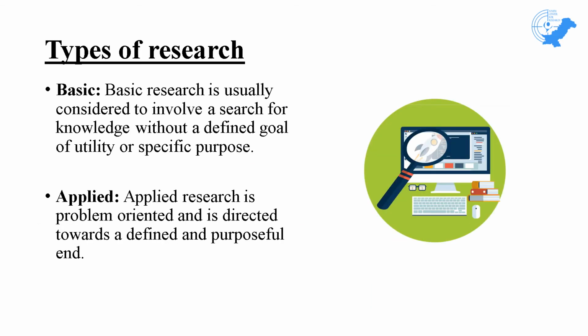Now moving towards the types of research, there are four basic types. The first one is known as basic. Basic research is usually considered to involve a search for knowledge without a defined goal of utility or specific purpose. An example of this type of research is a random person reading a newspaper. He doesn't have a specific objective to get from that, but he learns new knowledge from it.